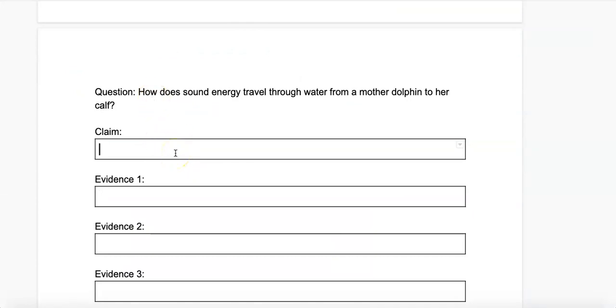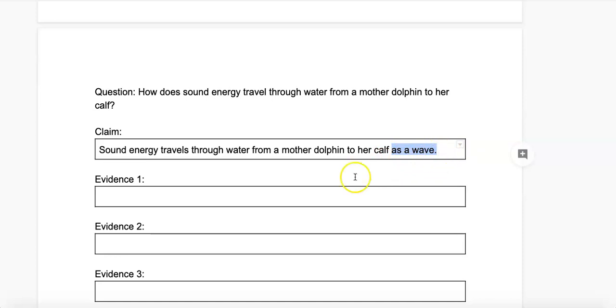So I will simply write: sound energy travels through water from a mother dolphin to her calf as a wave. I'm getting this straight from the question. I restated the question, meaning I just turned some of this question around, put that here as a sentence starter, and then I answered my question by saying it travels as a wave.